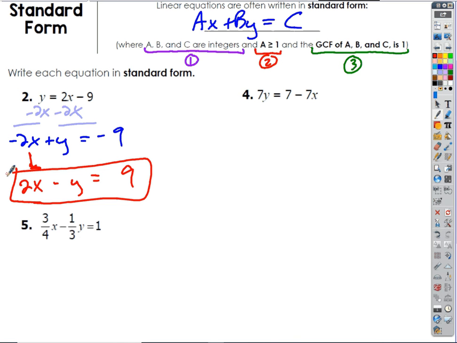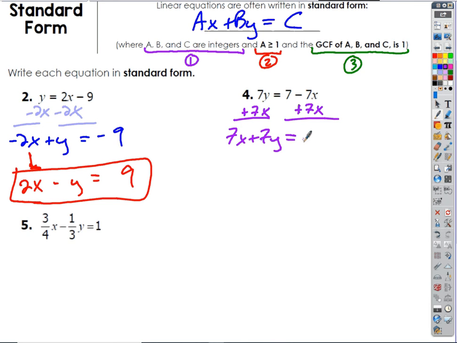Follows all the rules. What about number 4? A couple things you've got to do there. What's the first thing we probably want to do? Add 7x to both sides. Good. So we'll add 7x to both sides. Now what am I going to get on the left then? 7x plus 7y. Put the x term first.